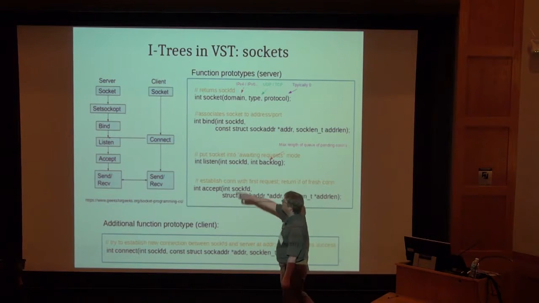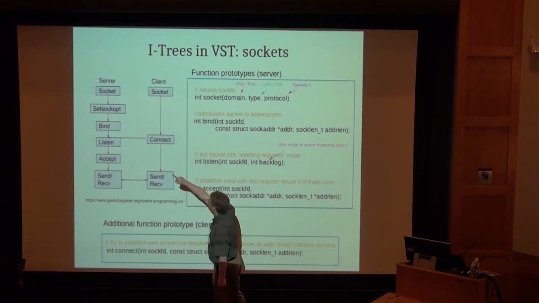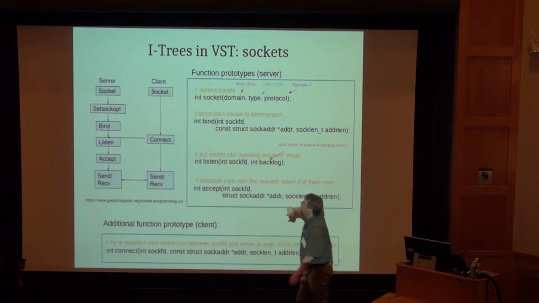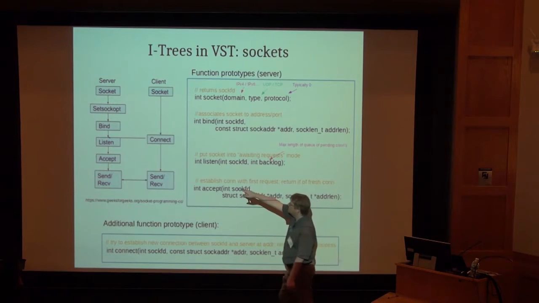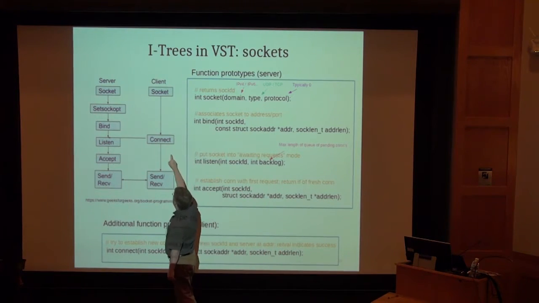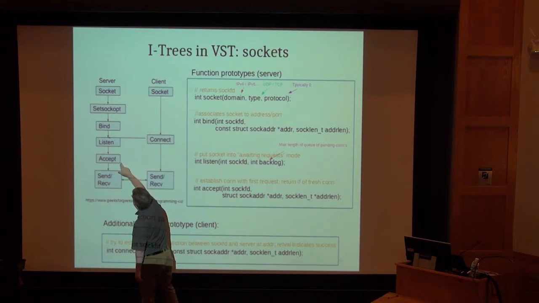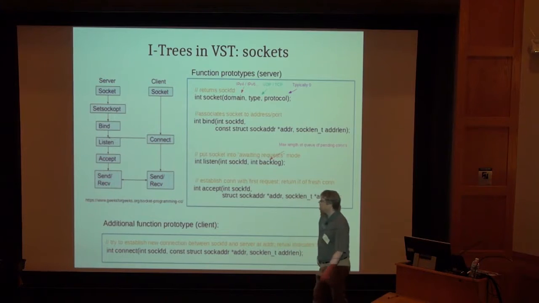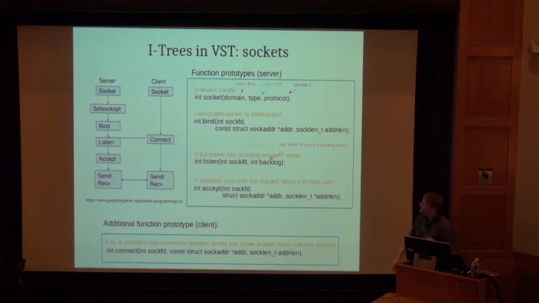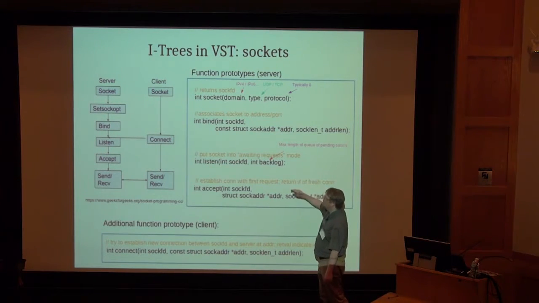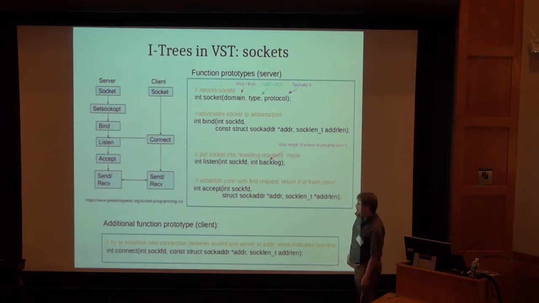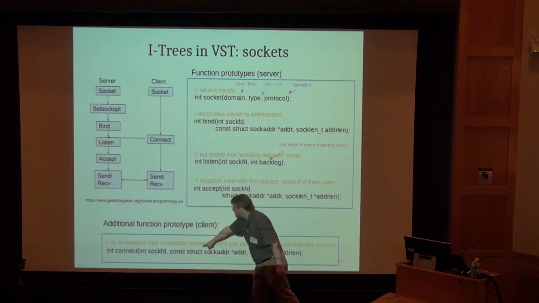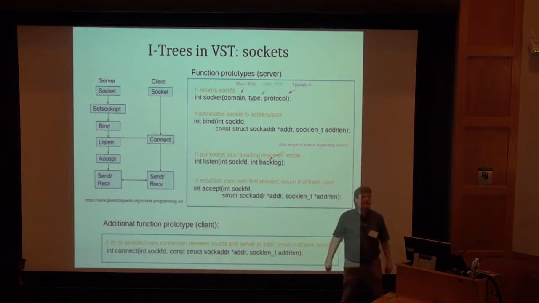So you can create a socket, then bind it to some ports. You listen for connections, so clients can connect to it. You accept those connections, and then you can send and receive in both directions. And here are roughly the function prototypes with a little bit of explanation of what they do. And so far, one of those operations is only needed on the client side.